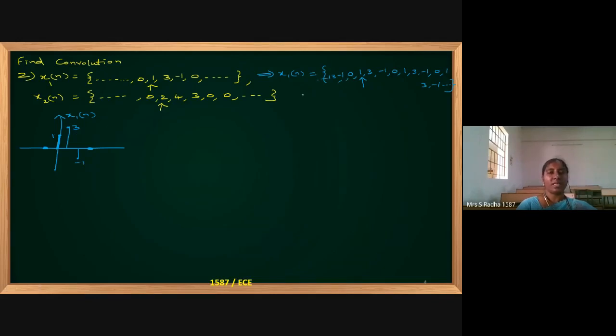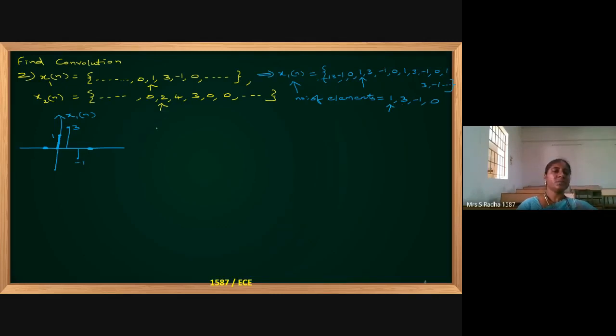If you take the number of elements in this, only 4 elements are there and they are getting repeated. So 1, 3, minus 1, 0 are the elements and 1 is the element at origin. This is the first sequence.